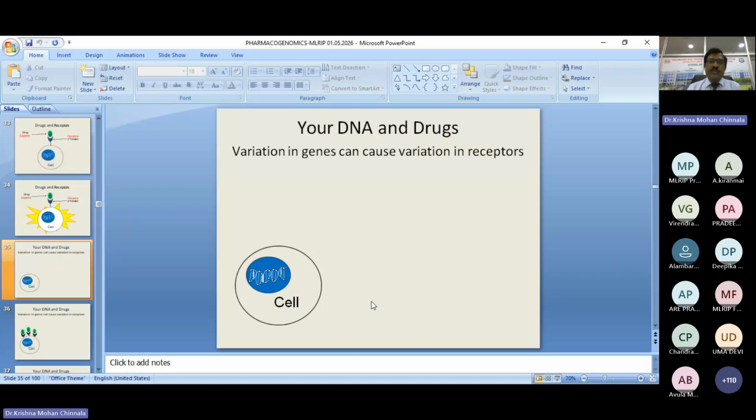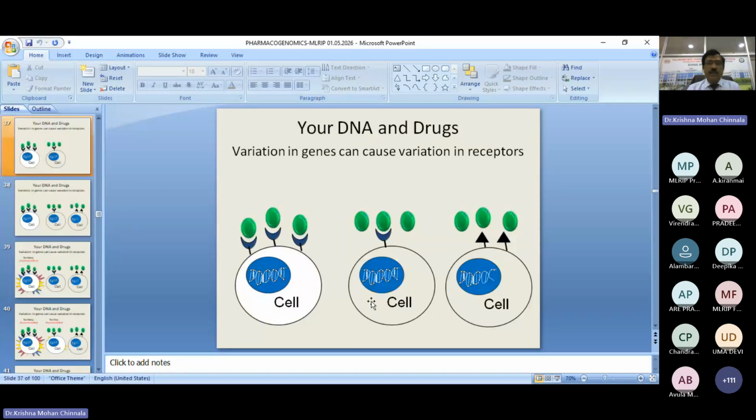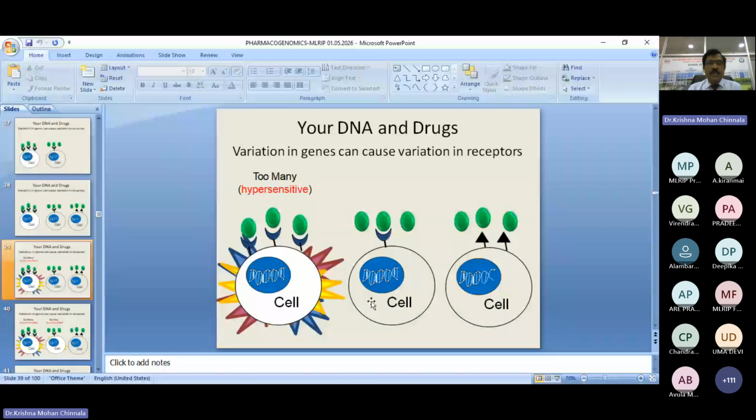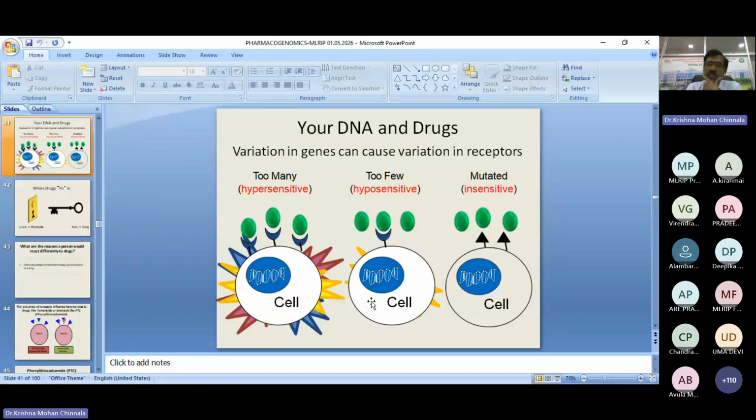And why is variation there? If the drug structure and receptor structure is similar, it may occupy the receptor and elicit the pharmacological action. And here hypersensitive action is also possible, with more receptors present on the surface of the cell, right? Next is hyposensitive, less number of receptors. And next is there is no response at all. There is no structural similarity at all with the drug or ligand. So these things may alter your pharmacological action, right?